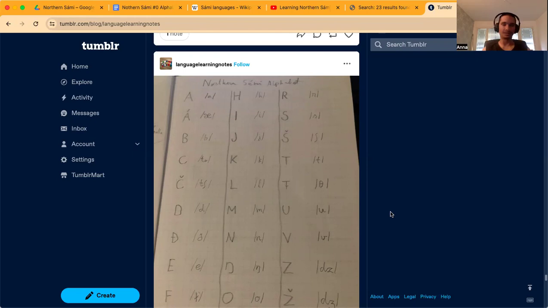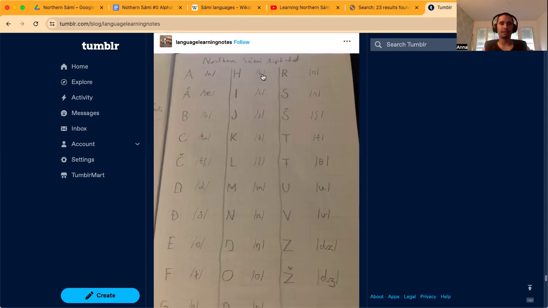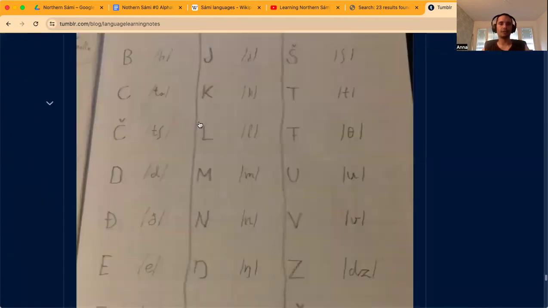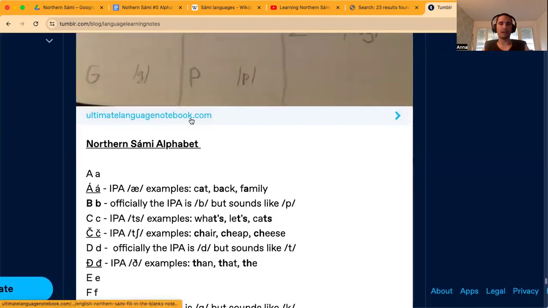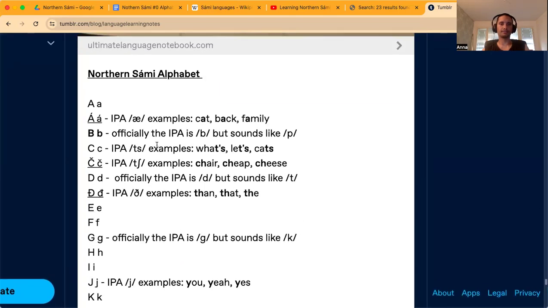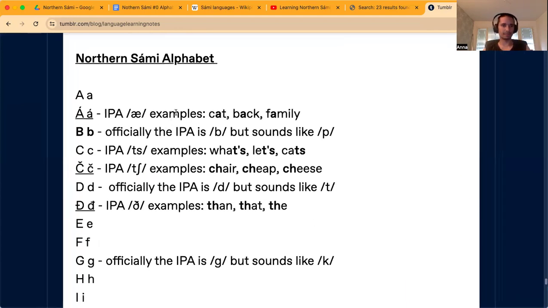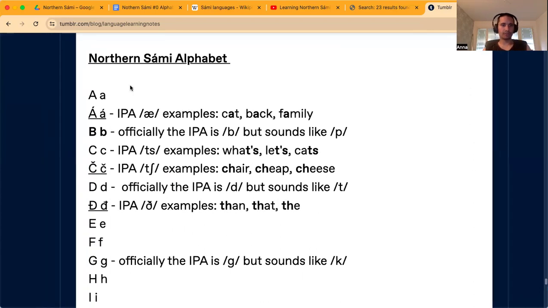Well, that will take a bit of time because I have here 68 different topics. You can see here the picture of my notes. And then I also have it here in text. It's easier because sometimes my handwriting is not the best. Okay, let's go through the Northern Sami alphabet. So A is like A. I will tell how it's pronounced.